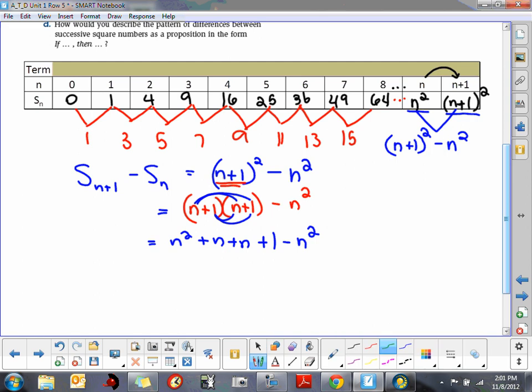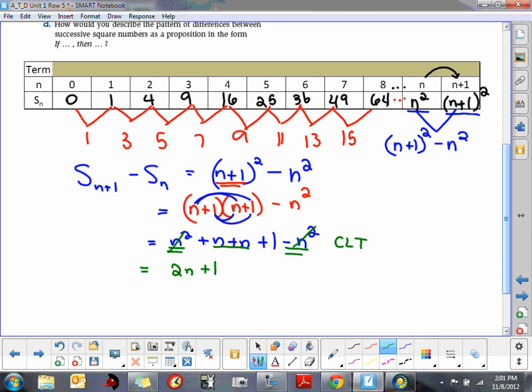Combine the like terms. So what are the like terms? The n's. How many n's are there? 2n. What else? Oh, plus 1. What about the n squareds? The n squareds cancel.